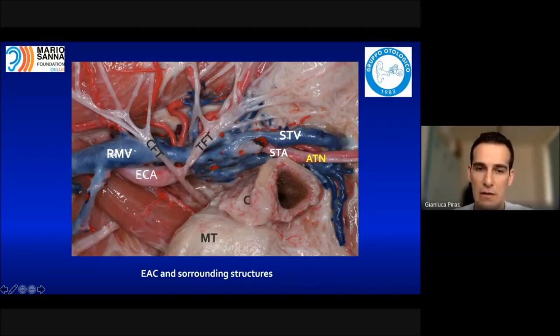So you have the facial nerve, the extratemporal portion with the temporal facial part and the cervical facial part. This is the retromandibular vein, external carotid artery, superficial temporal artery and vein, auriculotemporal nerve. You see, that's the pointer, and that's the mastoid tip. You see the posterior belly of the digastric muscle, which gives you the direction of the extratemporal portion of the facial nerve. So if you have to deal with the external auditory canal, you have to keep in mind that you have all of this around.